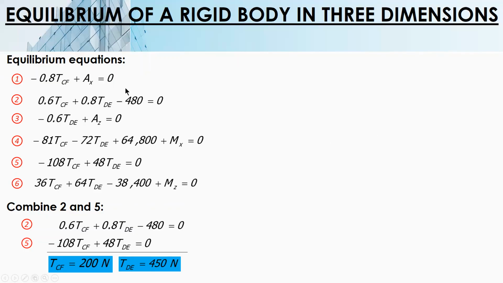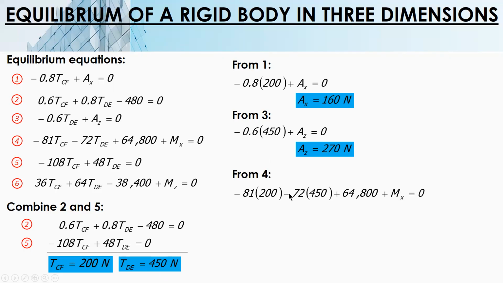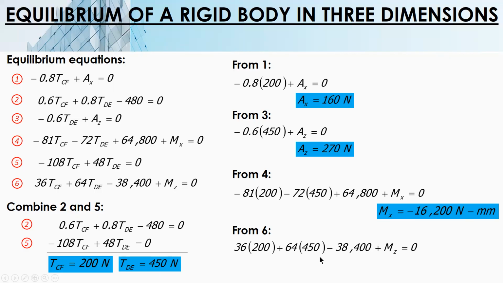Okay? Now, after this, you can go back to any of the equations aside from 2 and 5 and solve for the rest. Example, using equation 1, with the value of TCF, 200, you can solve for AX. Next, equation 3, with TDE, 450. This is AZ. Easy. Next, equation 4, you can solve for MX. And then equation 6, you can solve for MZ. So you have already solved the 6 unknowns.